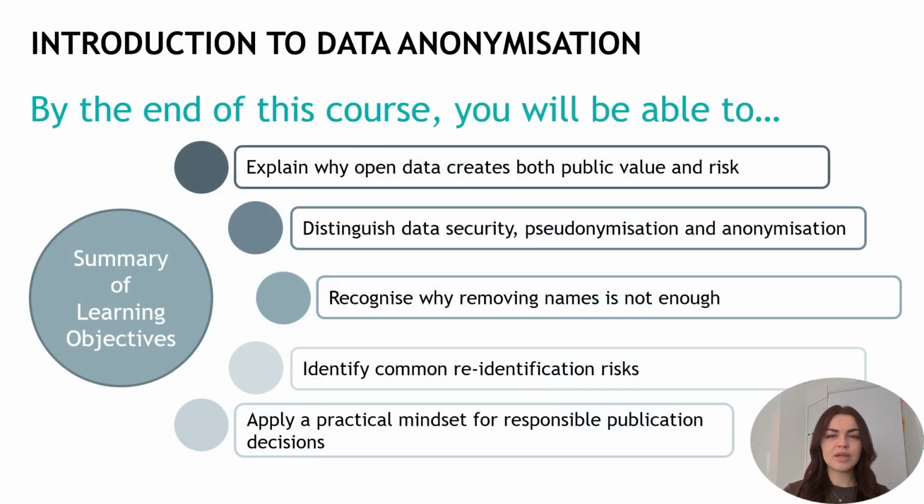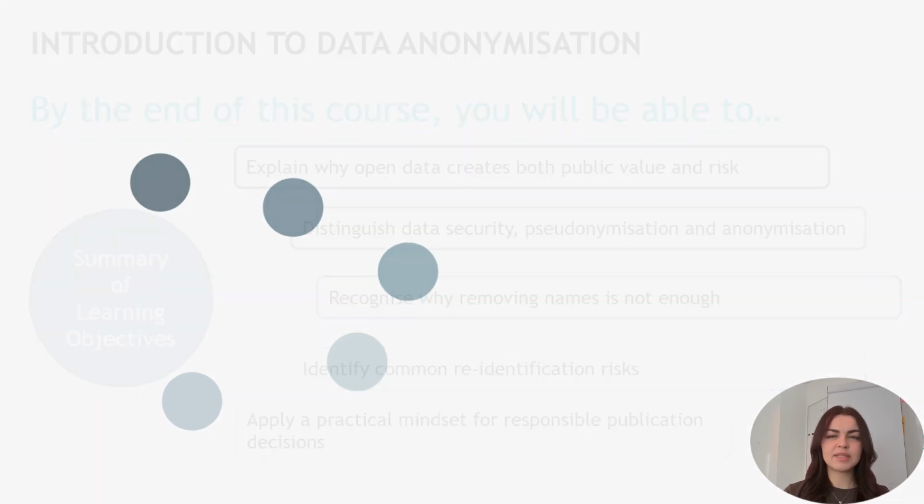In this course, we will not go deeply into legal interpretation or advanced mathematical privacy models. Instead, we focus on practical understanding. You will learn how to think about identifiability, why security and anonymization solve different problems, and how teams can make more responsible release decisions. Before we get into the substance, a few practical notes will help set expectations.